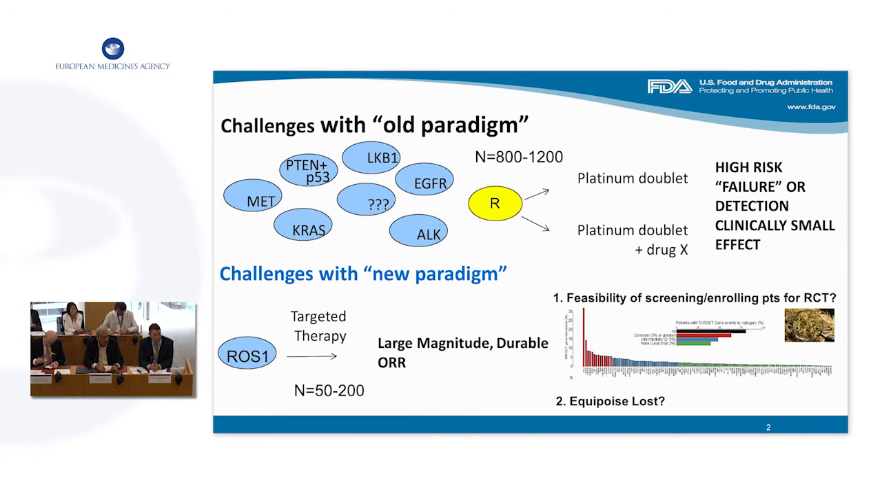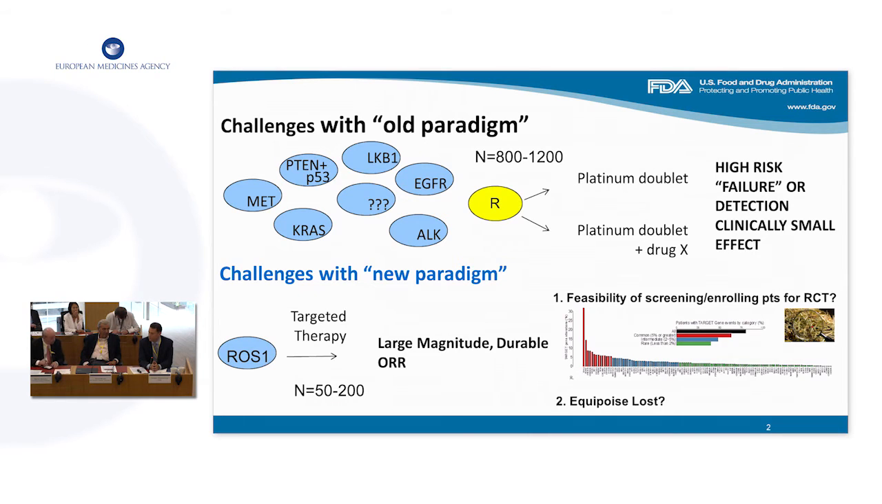In the new paradigm, using, say, ROS1, as we discussed this morning, as the poster child, you identify your oncogene, you give them a targeted therapy, study it in a small patient population, and you see a large magnitude of durable response rate. And the challenges here are, one, what's the feasibility of screening these patients? One could argue ROS1, 1% of a very common tumor, 2,000 patients.